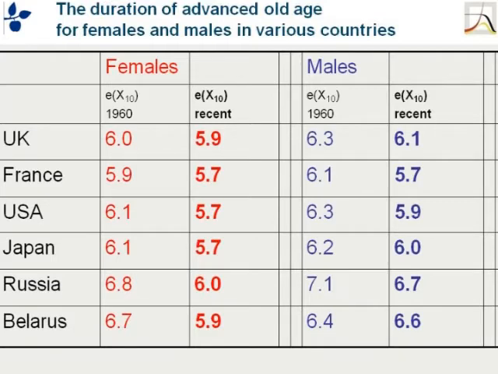And France, USA, Japan, Russia, Belarus. I picked Russia and Belarus as countries that are not doing particularly well, where mortality is actually going up instead of going down. But for all of these countries, the duration of advanced old age is roughly 6 years. A little bit longer in some countries, but roughly 6 years. So there appears to be a more or less constant period of old age, though more research has to be done, if you define advanced old age as life expectancy when you reach the age when chance of death is 10%.